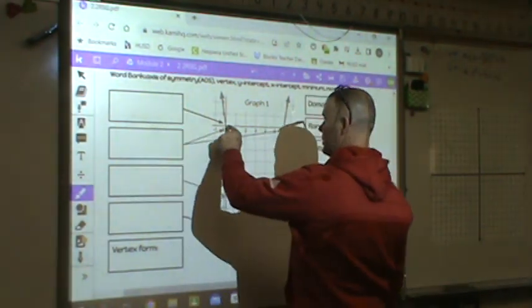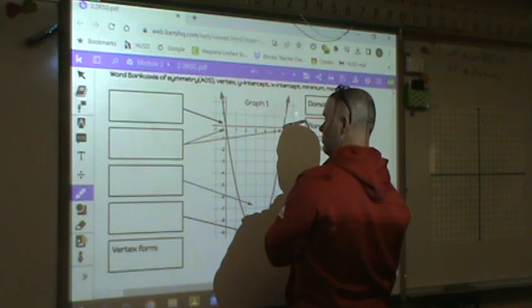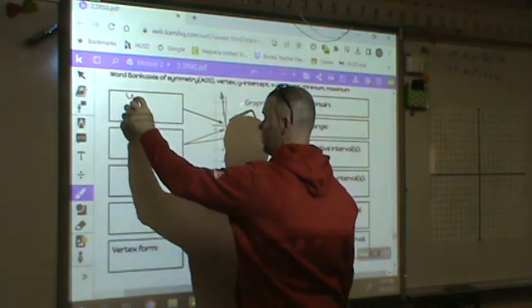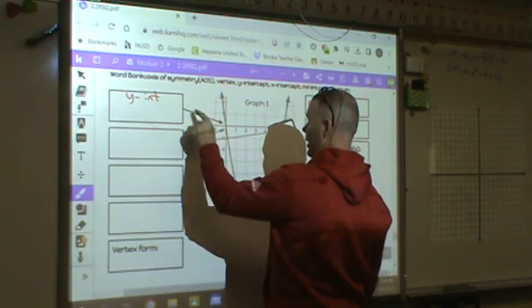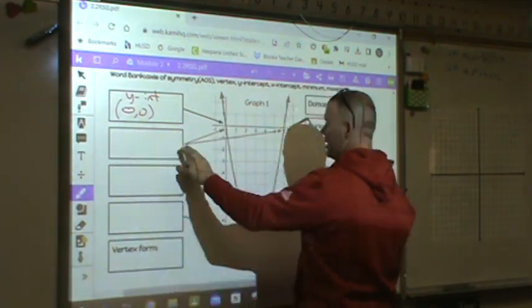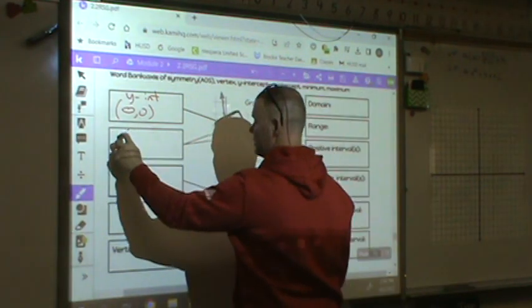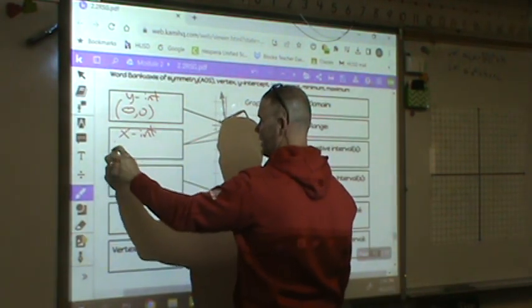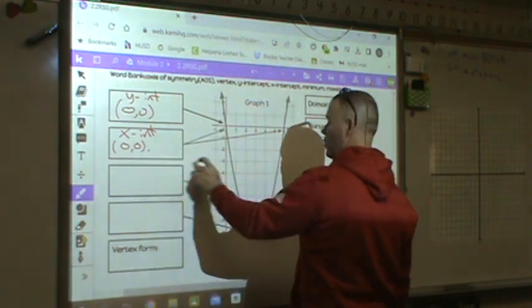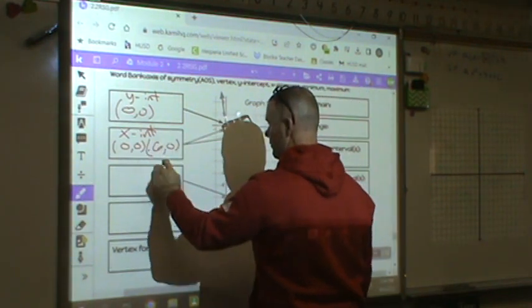The first thing it's pointing to is, a lot of students didn't guess this, the y-intercept. In this case, the y-intercept is 0, 0. The next thing it's pointing to, if you notice it's pointing to 2 things, is the x-intercept. And the x-intercept is going to be 0 and 0 also, as well as 6 and 0.